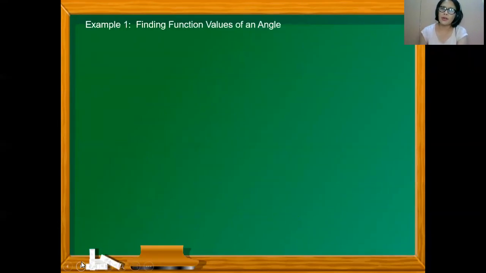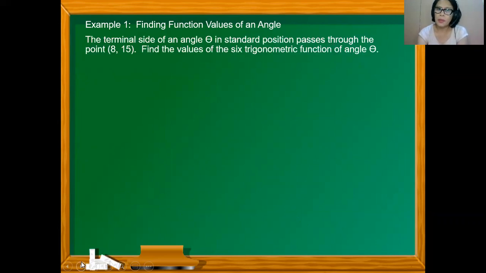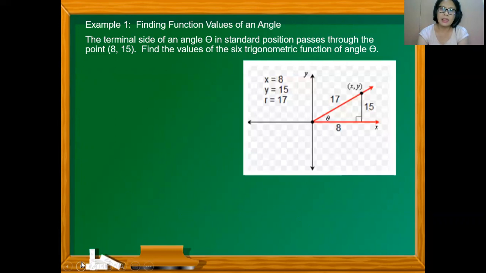Now, we will be working on finding the six trigonometric function values of an angle theta. For instance, the terminal side of an angle in standard position passes through the point (8, 15). So this is the terminal side of angle theta, and this passes through (8, 15). Find the values of the six trigonometric functions of angle theta. So we know what x and y are.